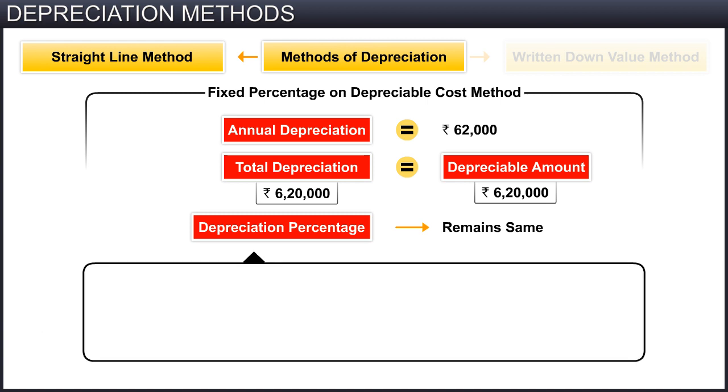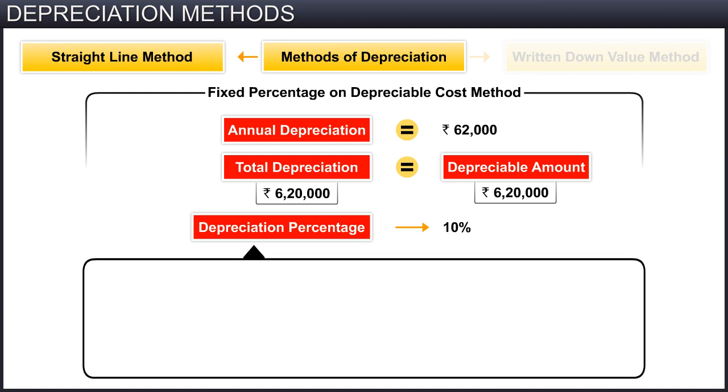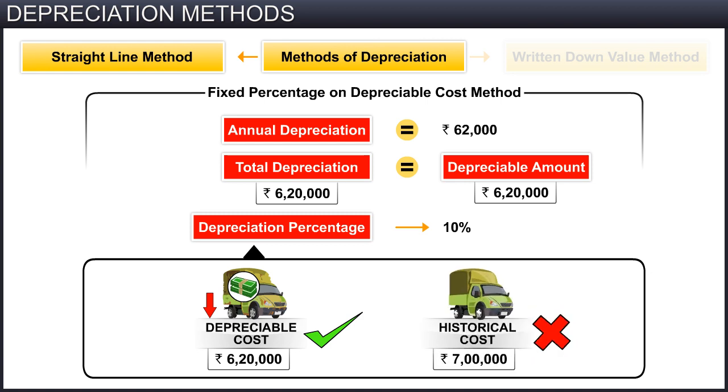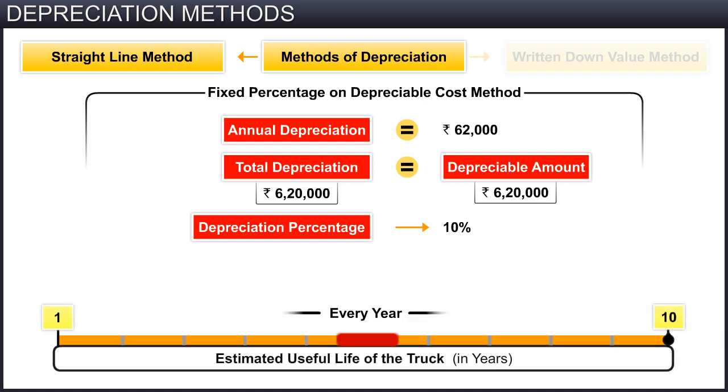The percentage or rate of depreciation under this method is calculated as annual depreciation amount divided by depreciable amount multiplied by 100. In this case, the rate of depreciation is therefore calculated as 62,000 rupees divided by 6,20,000 rupees. The whole is then multiplied by 100. This gives the rate of depreciation as 10%. This rate of depreciation is always calculated on the depreciable amount, not the historical cost. If you apply this 10% to the depreciable amount of 6,20,000 rupees, you will get the annual depreciation amount as 62,000 rupees. As the same percentage is applied every year, this method is also called the fixed percentage on depreciable cost method.